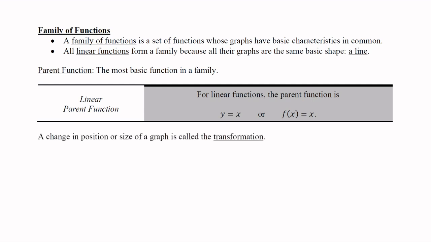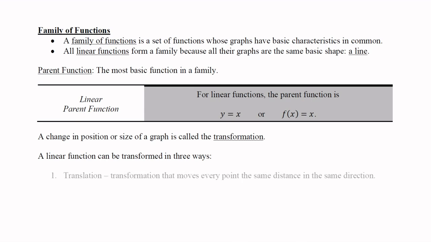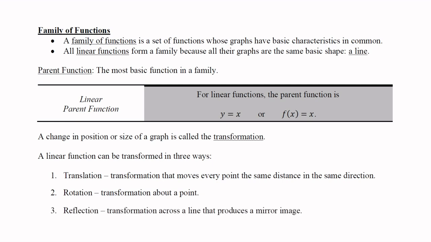A change in position or size of a graph is called a transformation. A linear function can be transformed in three ways. It can have a translation, which is a transformation that moves every point the same distance in the same direction, a rotation, which is a transformation about a point, or a reflection, which is a transformation across a line that produces a mirror image.